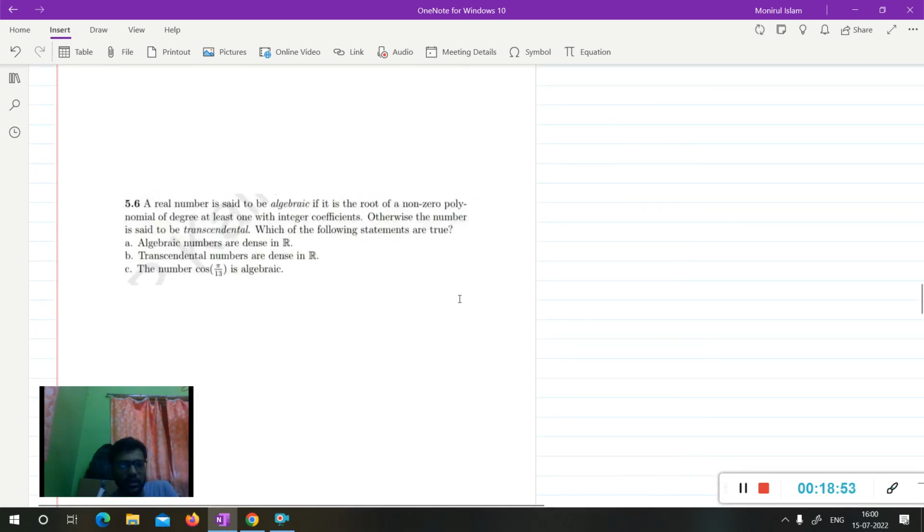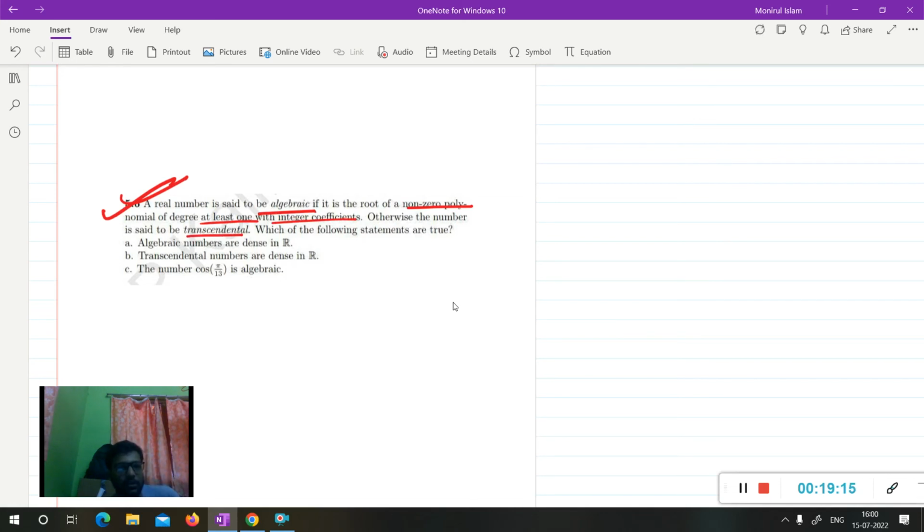Okay, it is given here. See, the set of real numbers, definition given. I have told you previously there are two types of numbers, algebraic numbers and transcendental numbers, and there are complex numbers. And they are disjoint sets. So it says a real number is algebraic if it is a root of a non-zero polynomial with at least one integer coefficient. Otherwise the number is transcendental.